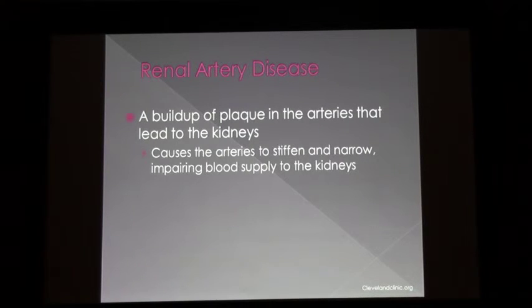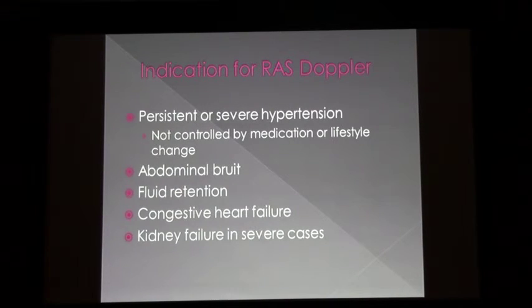So the reason we do our renal artery studies is for renal artery disease, a buildup of plaque in the arteries that lead to the kidneys. It's the same as the atherosclerosis effect for the peripheral arteries, and it causes the arteries to stiffen and narrow, impairing blood flow to the kidneys. The most common area for stenosis would be the proximal part of the renal artery, branching right off of the aorta.